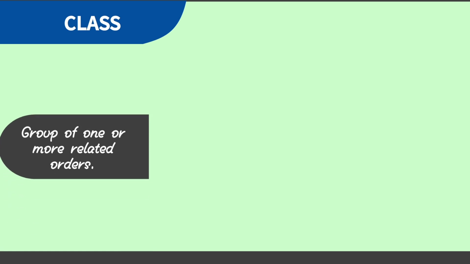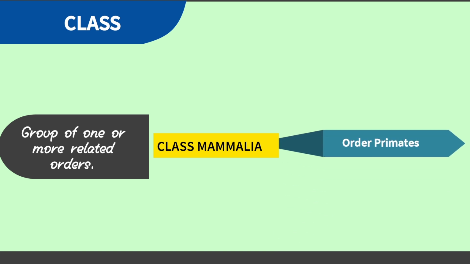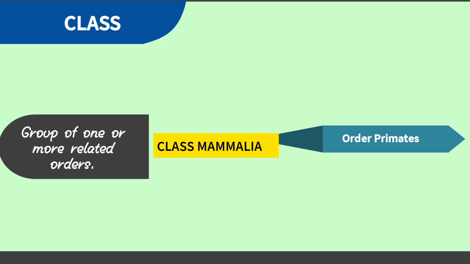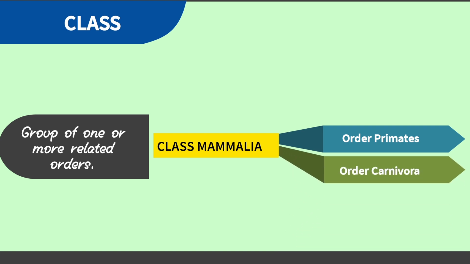So class, the next category is class. If you see the definition for class, a group of one or more related orders will be placed in a particular class. For example, class Mammalia. Mammalia means it has fur, hair-like structure all over the body. You can see there two examples. Order Primates comes under the same class Mammalia, and order Carnivora is also under the same class Mammalia. Primates means apes, chimpanzees, and even us.